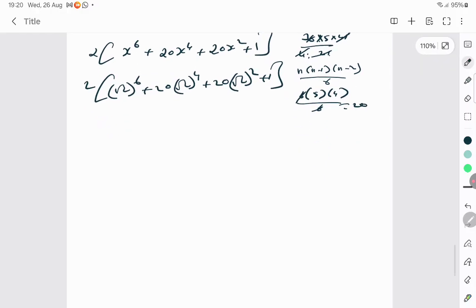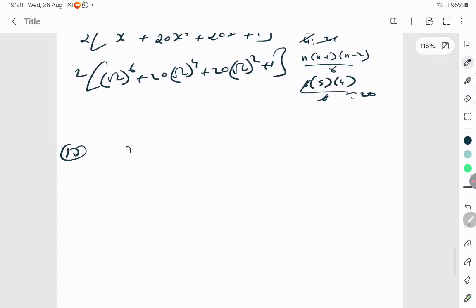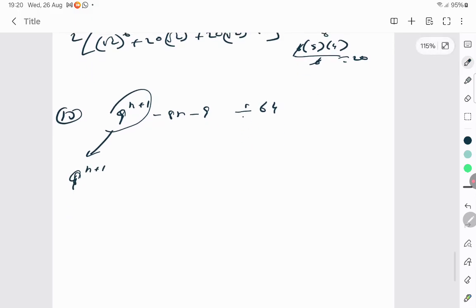Okay, so let's go to the next question. 13th question, very very important question. 9 to the power n plus 1 minus 8n minus 9, is it divisible by 64? So you just have to take this one alone, 9 to the power n plus 1.